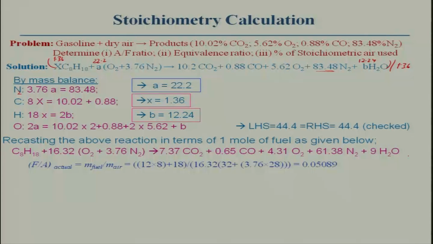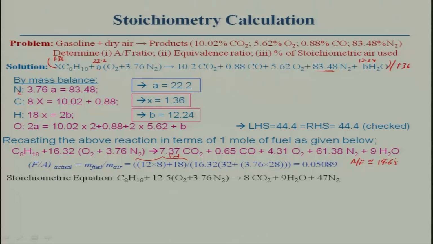Now, what is the fuel-air ratio? That is the actual, which is m fuel divided by m oxidizer. m fuel is C8H18, so this is nothing but your fuel and this is your oxidizer, and you will get 0.05089. Now, if you have a calculator, you can do that. What will be the air-fuel ratio? Let us do that. What is coming? Something like 19.65.